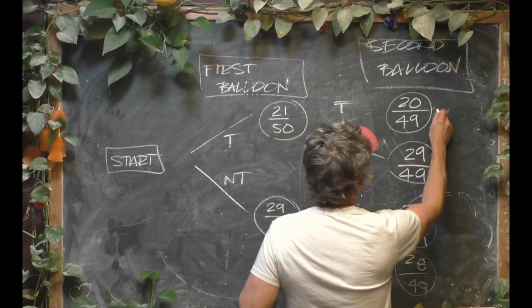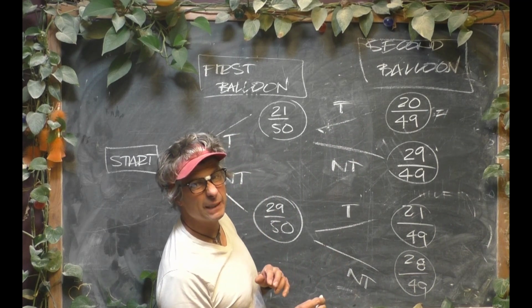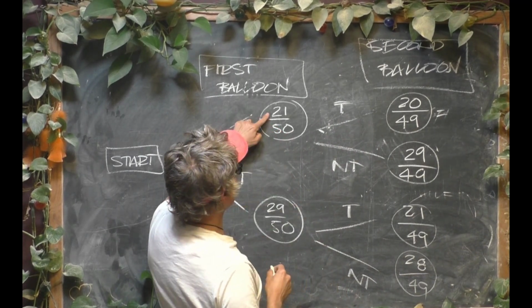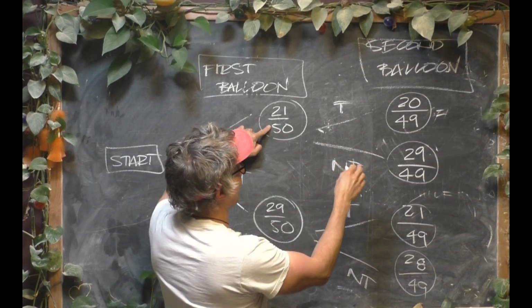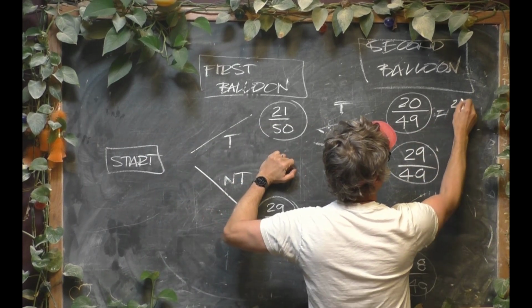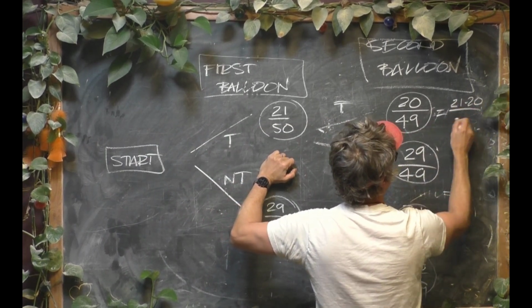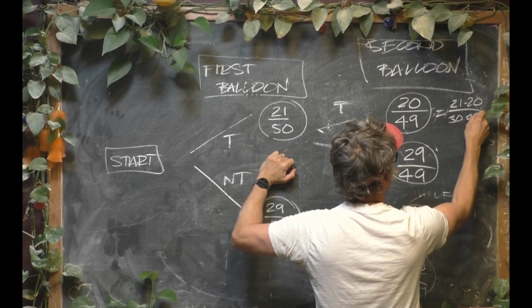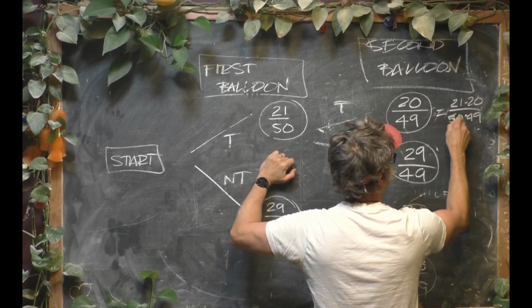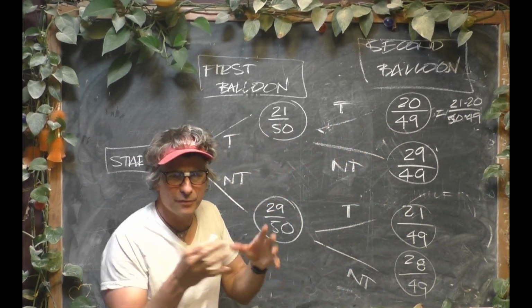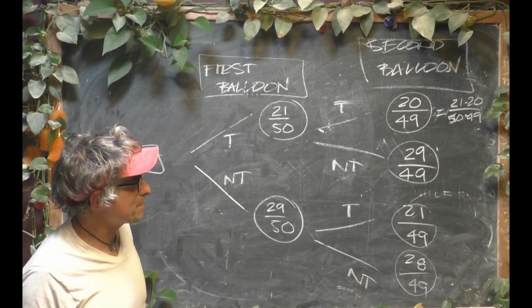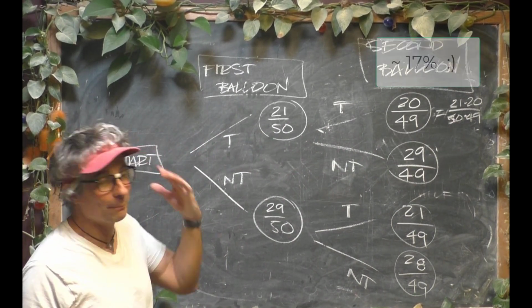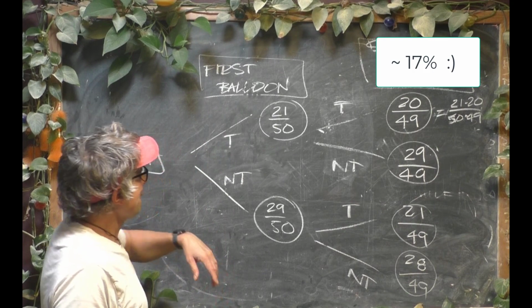So this one here, I'm going to write really small. I hope you can see it okay. Is 21 over 50 times 20 over 49. That's just 21 times 20 over 50 times 49. And you can just run that through a calculator and figure out what that's equal to. I'm guessing it's going to be about 16%, but I'm doing that in my head. Check the math on me there.